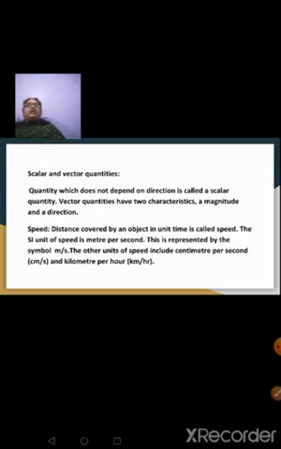Next, scalar and vector quantities. We'll now learn what scalar quantities and vector quantities are, their definitions. And in the upcoming slides, I have a detailed explanation about scalar and vector quantities. See, a quantity that does not depend on direction is what is called a scalar quantity. And the quantity that has both characteristics, that is magnitude and direction, is what is called a vector quantity. Scalar quantities talk about only magnitude, not the direction. A vector quantity talks about both magnitude and direction.